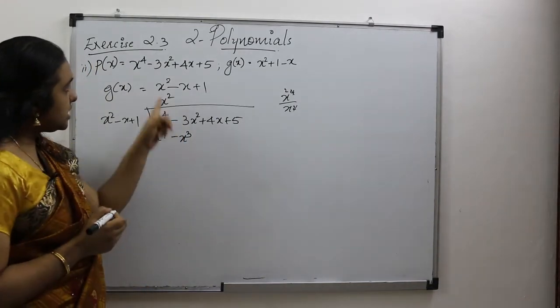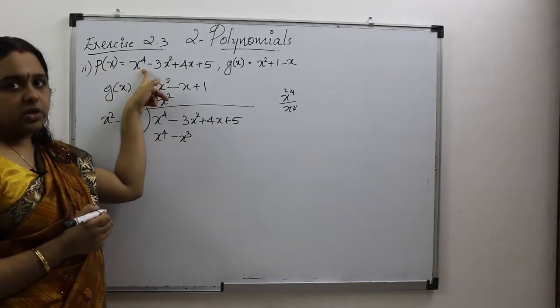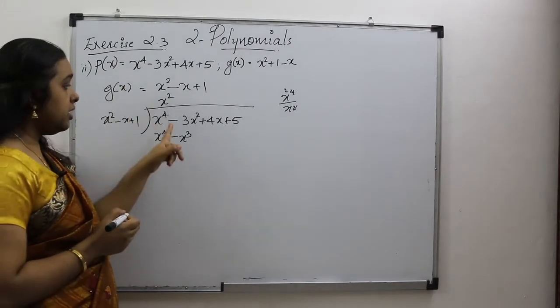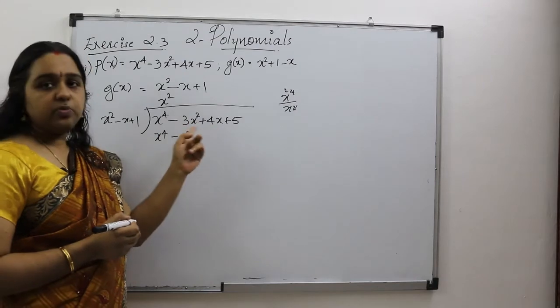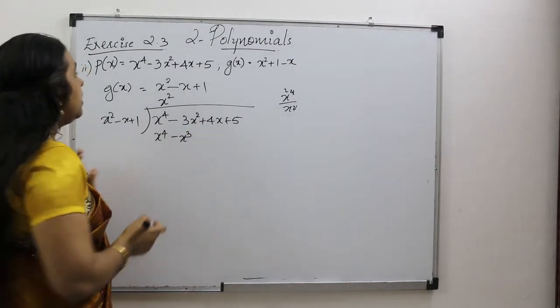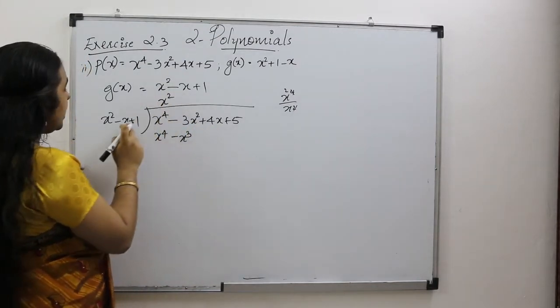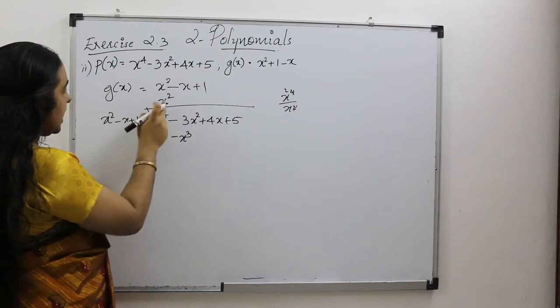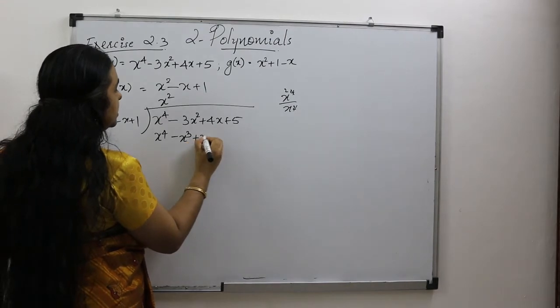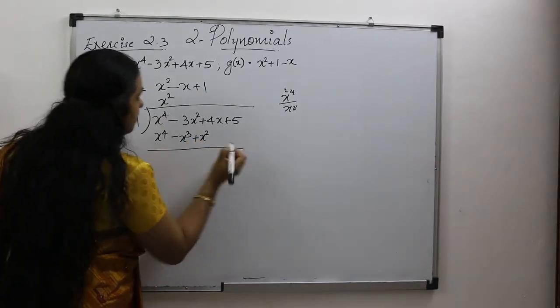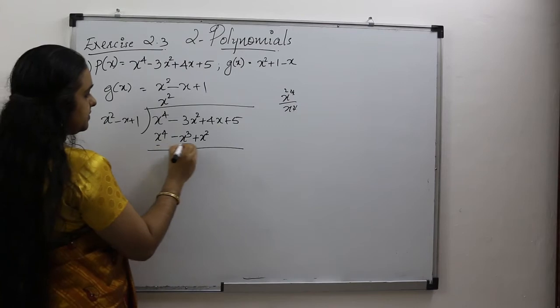Do we have a x cube term in our p of x? No, but you have to be very careful when you are doing this subtraction process. Here we don't have a x cube term. Next is x square into 1, which is x square. So that is plus x square. We are going to subtract.